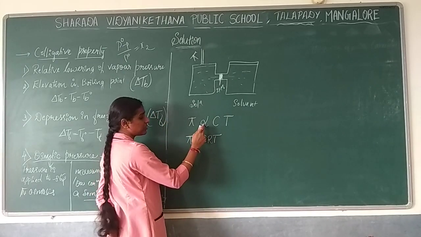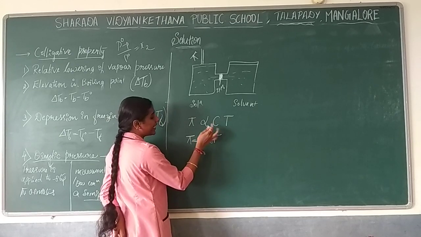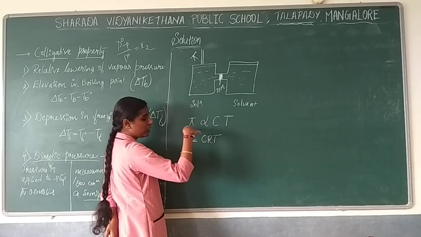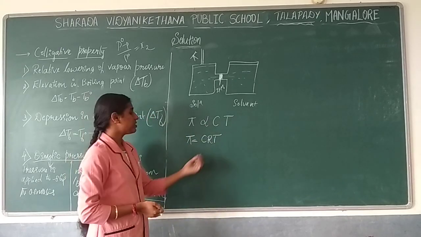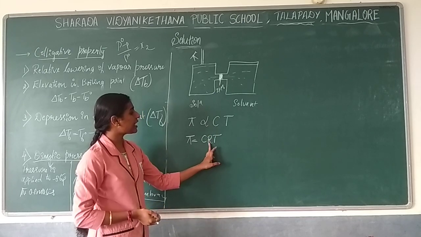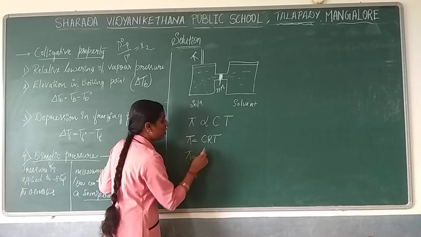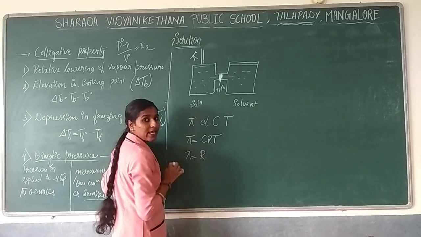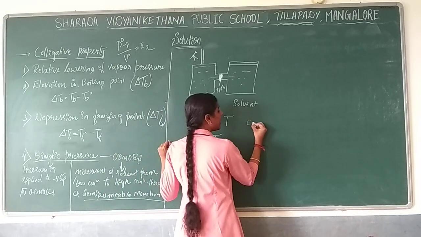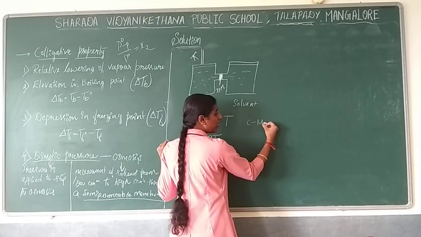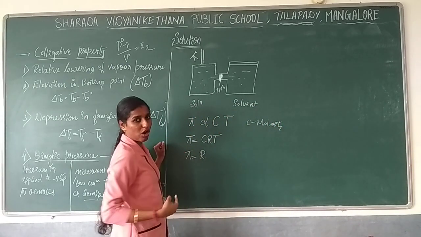Here I am removing the proportionality constant; instead of that, I am writing the gas constant R. You can write RCT also, no problem. So pi is equal to C R T. What is C? C is nothing but your concentration term, your molarity, capital M, which is related to the concentration.